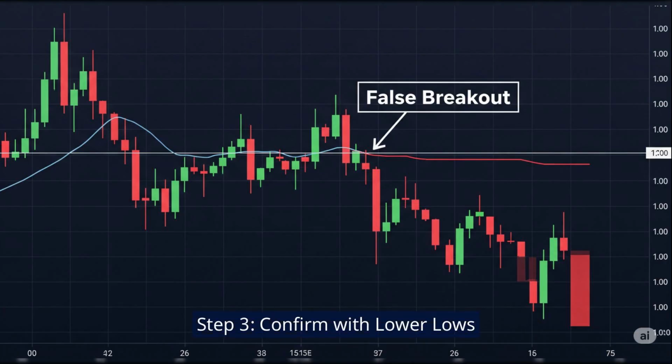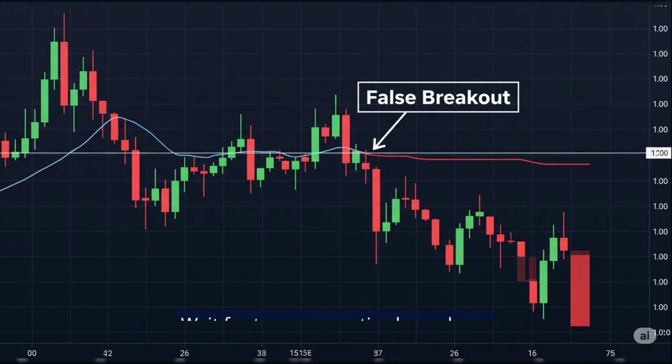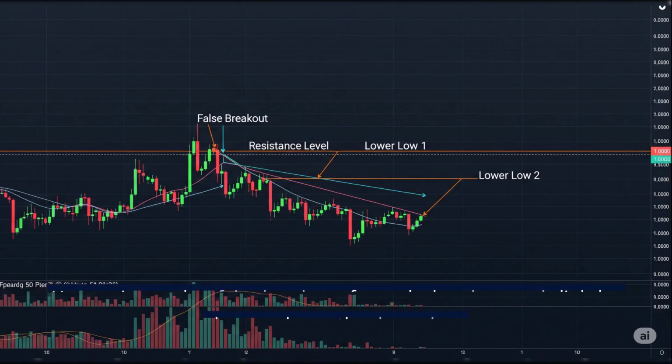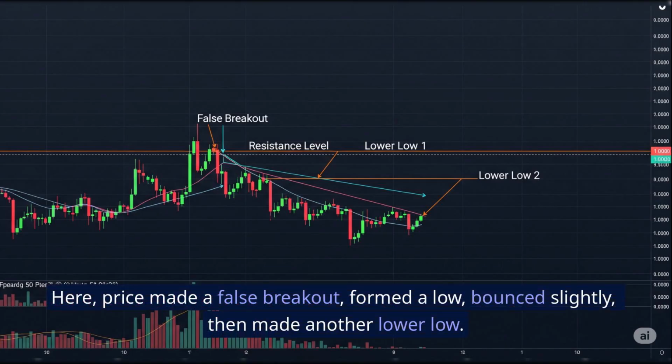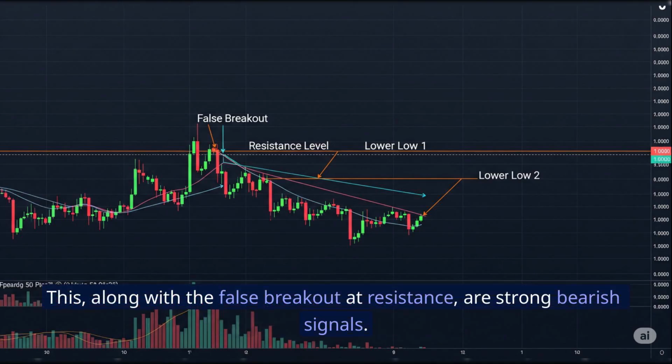Step 3, confirm with lower lows. Next, we want confirmation that price is likely heading lower. How? Wait for 2 consecutive lower lows. If price makes 2 lower lows, there's a high probability we're at the start of a bearish trend. Here, price made a false breakout, formed a low, bounced slightly, then made another lower low. This, along with the false breakout at resistance, are strong bearish signals.